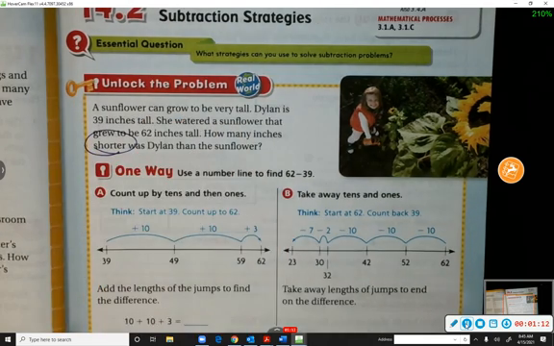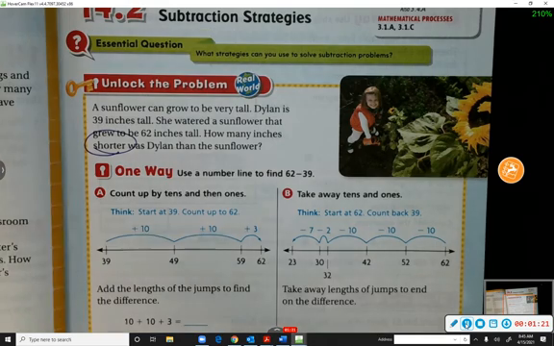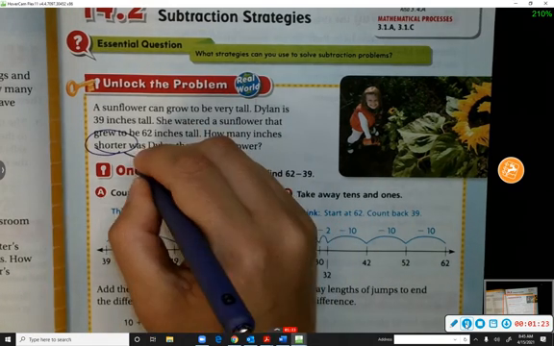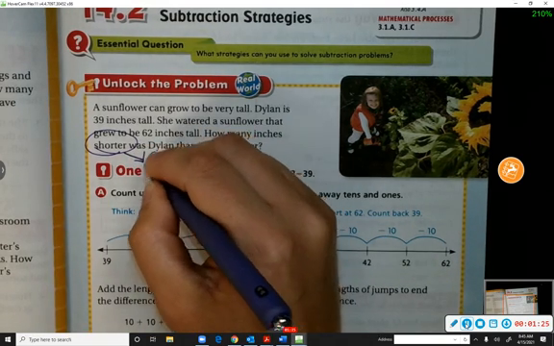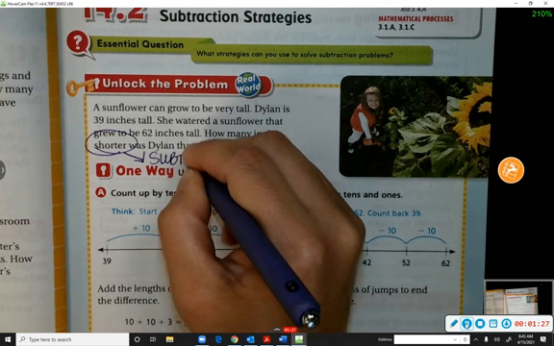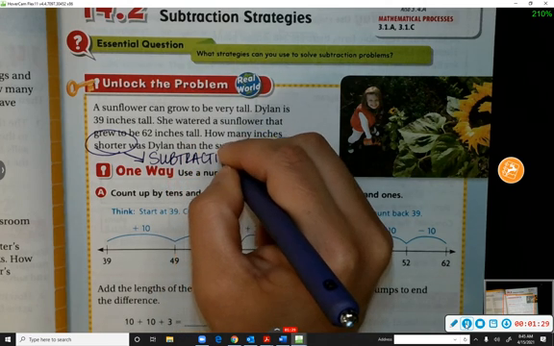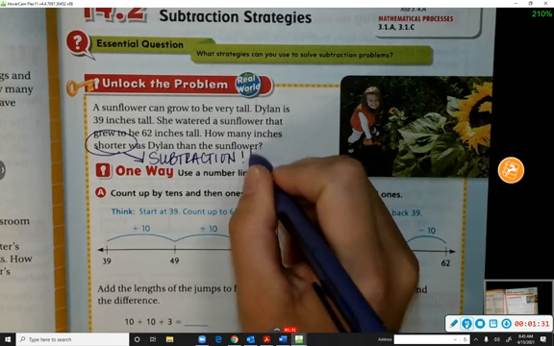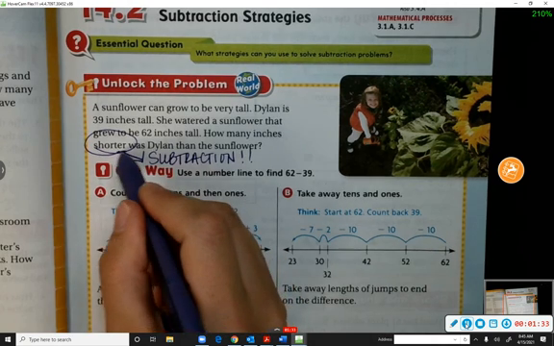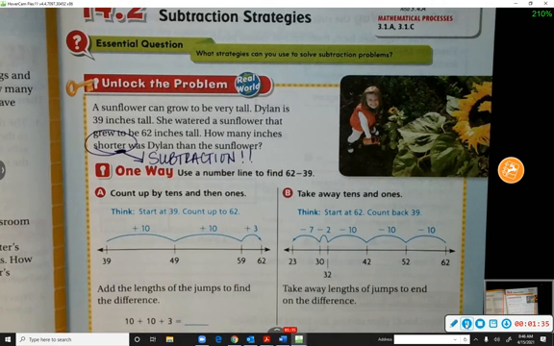When you hear ER words like taller, shorter, how much fewer, how much greater, you are going to use those ER words as a keyword for subtraction. Okay? ER words in the question, like how much shorter, mean to subtract.